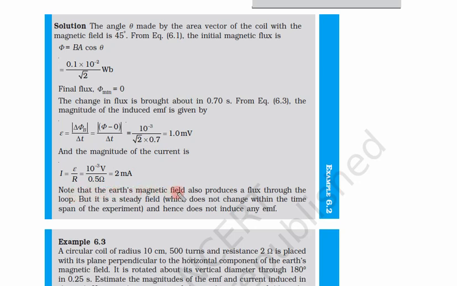Note that Earth's magnetic field also produces a flux through the loop, because you know that Earth's magnetic field is also there, but it is steady, which does not change with time, hence does not induce any EMF. So Earth's magnetic field is still there, but it will not produce any induced EMF because it is not changing with time, especially in this very small time.